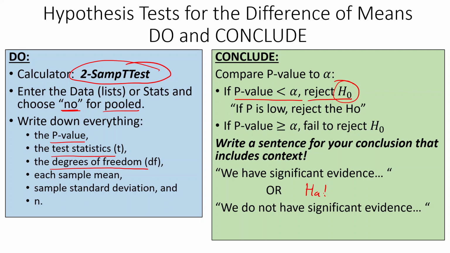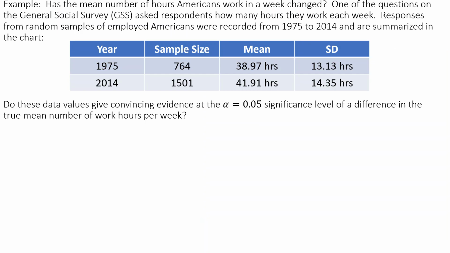So we have evidence for the alternative, or we do not have evidence for the alternative. Make sure we somewhere in there talk about the true mean or the difference in true means, something along those lines. All right, an example.